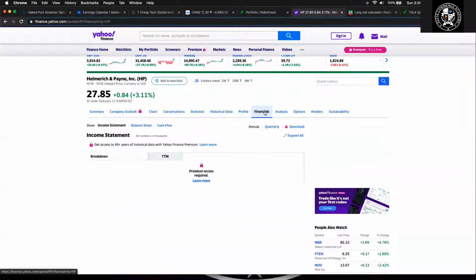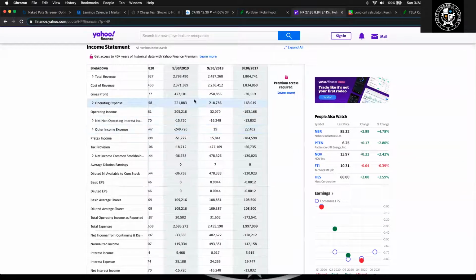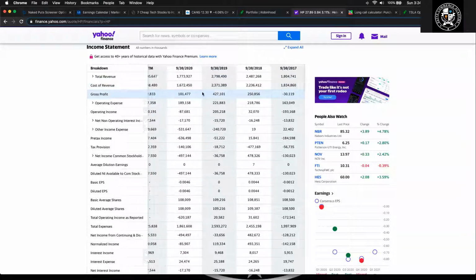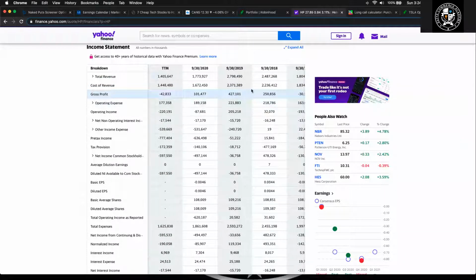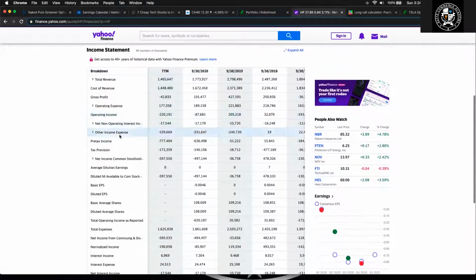Also, always check out the financials, right? You can pull up the financials and see the breakdown for the previous years all the way back to 2017. If we look at that, we can see that 2020 compared to 2019, the gross profit had a huge dip. And up until this point, they're operating at a negative. So it's not looking too good for HP as far as their profitability.